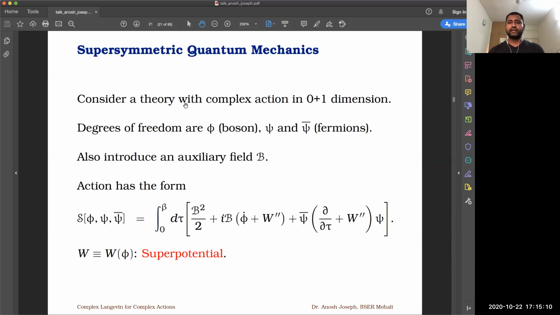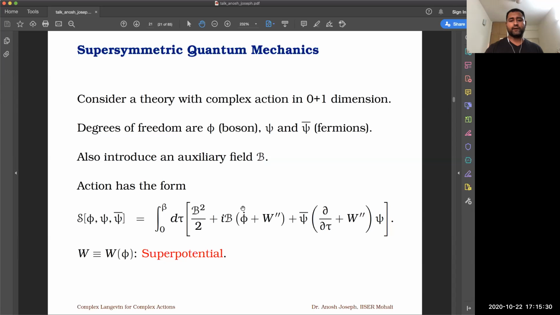So let's consider a theory with complex action in one dimension. Okay, it's a quantum mechanics. So the degrees of freedom are, there is one scalar field and two fermions, psi and psi bar. We also introduce an auxiliary field B, which is made out of phi, essentially. The Lagrangian is offshell. So the action, it has this particular form.